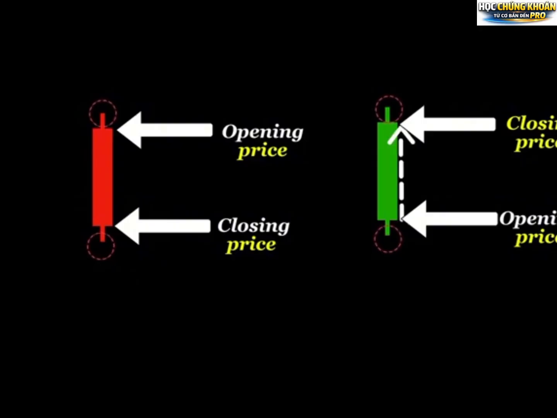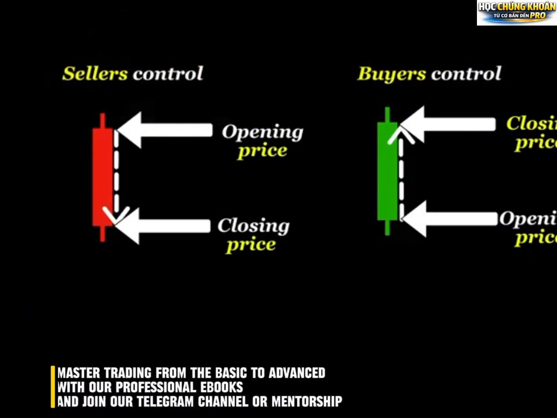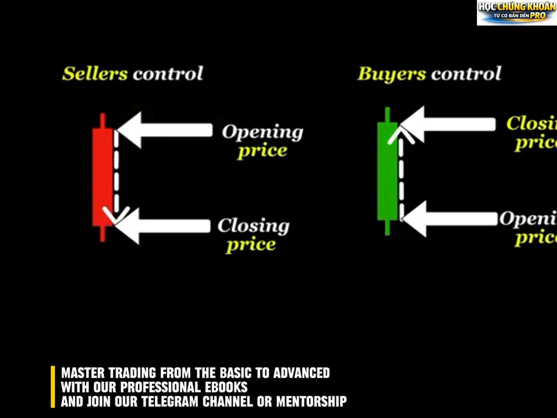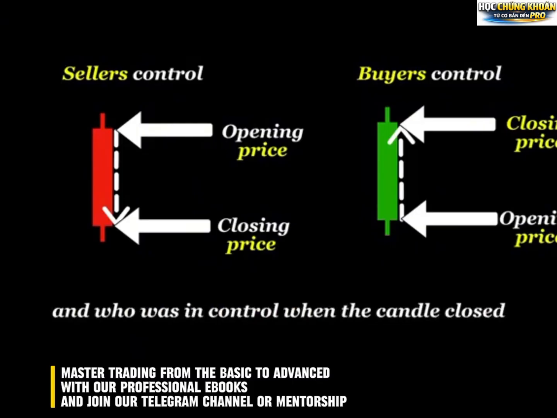The color of the candle tells us who was in control of the market. If the candle closes higher than it opened, it is usually shown in green, which means buyers pushed the price upward. If the candle closes lower than it opened, it appears red, which means sellers pushed the price downward. So every single candlestick represents a small battle between buyers and sellers. It shows us where the fight started, how far price moved, and who was in control when the candle closed.